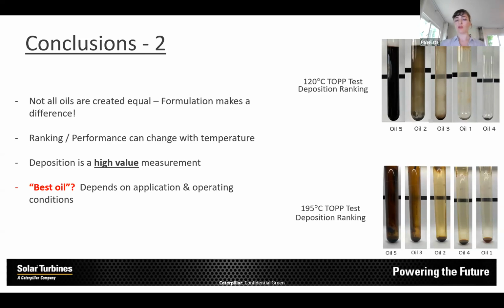The ranking or the performance can change with temperature, as you can see from the example on the right. At the 120 degrees Celsius test, oil 4 turned out to be the best one, had the least deposits out of all of them. However, when we crank up the temperature, all of a sudden, oil 4 drops to second place. So oil 1 seems to have a better performance at that higher temperature. And the same thing can be said between oil 2 and oil 3. They swap positions at that higher temperature.